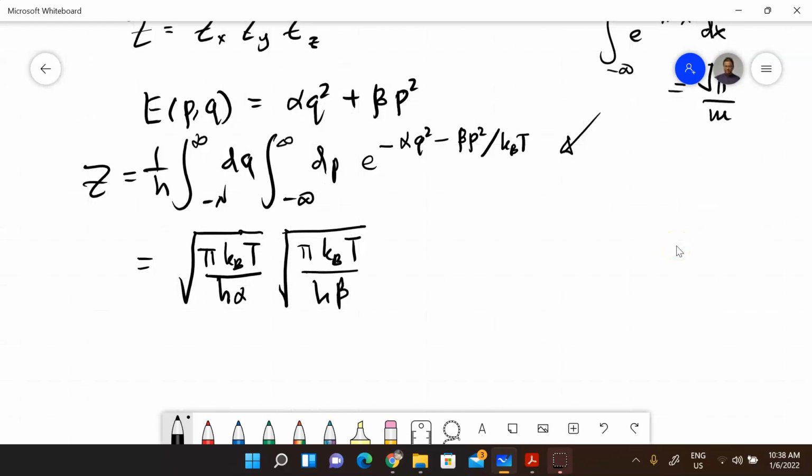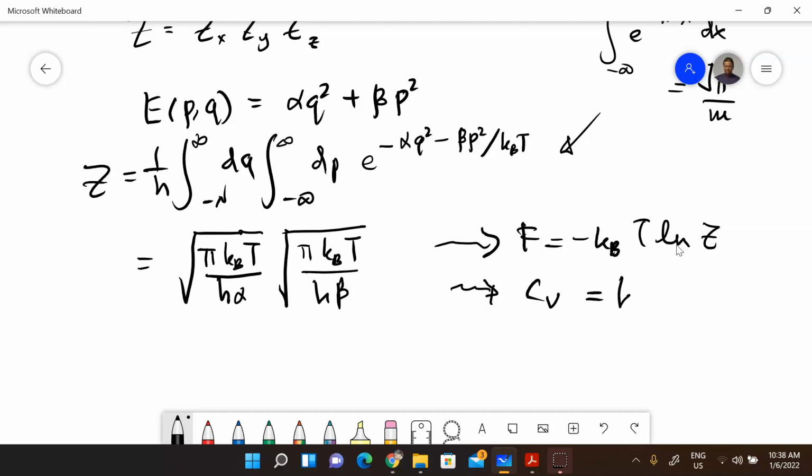And one can write down your, say, free energy, which is equal to T log Z, and then calculate your entropy and then your CV. Then you'll find that for this particular case, your heat capacity just gives you the Boltzmann constant. Now, this is not quite realistic because you're assuming a kind of harmonic oscillator thing.